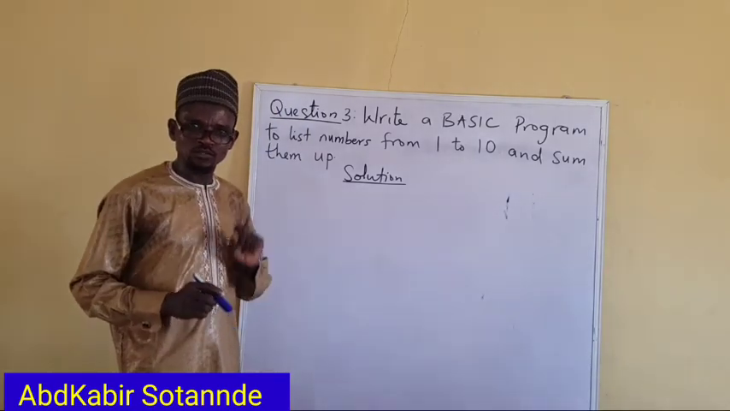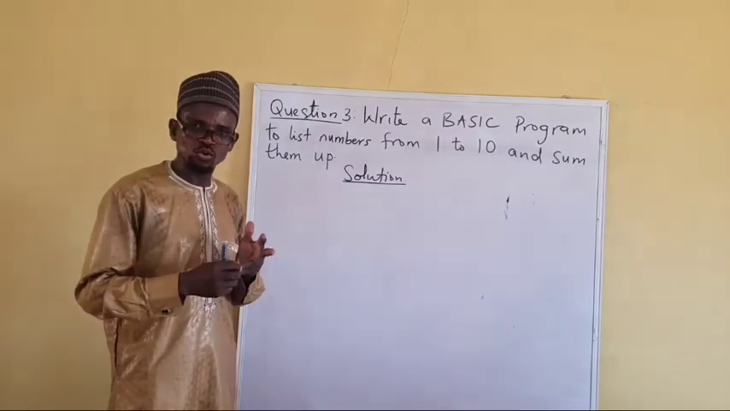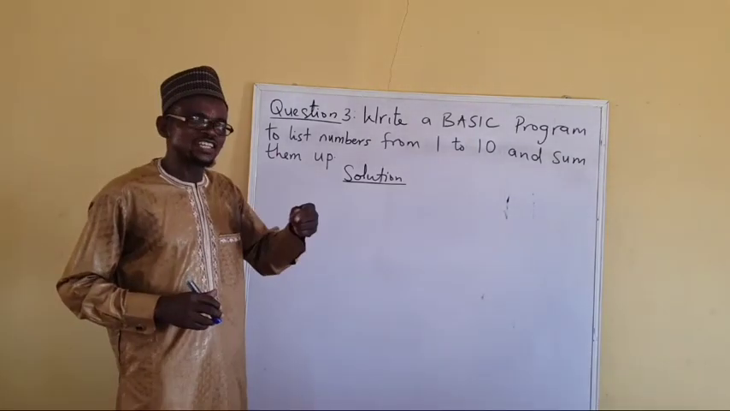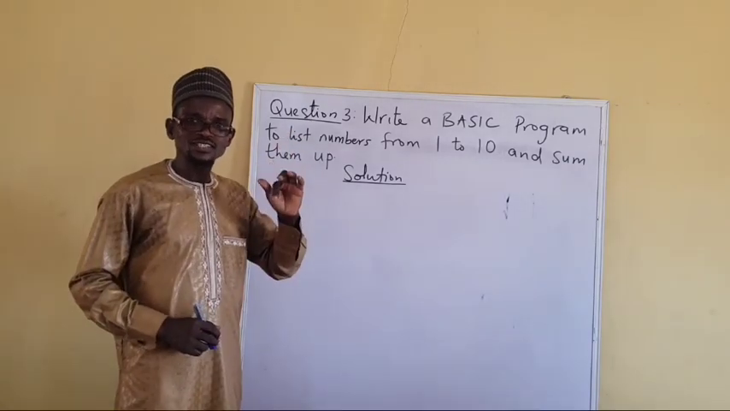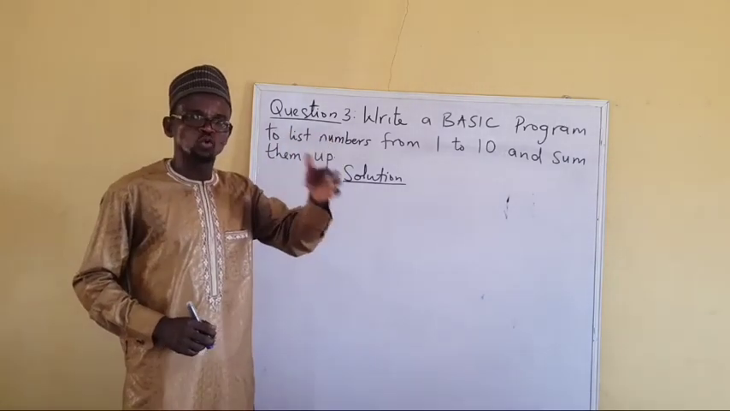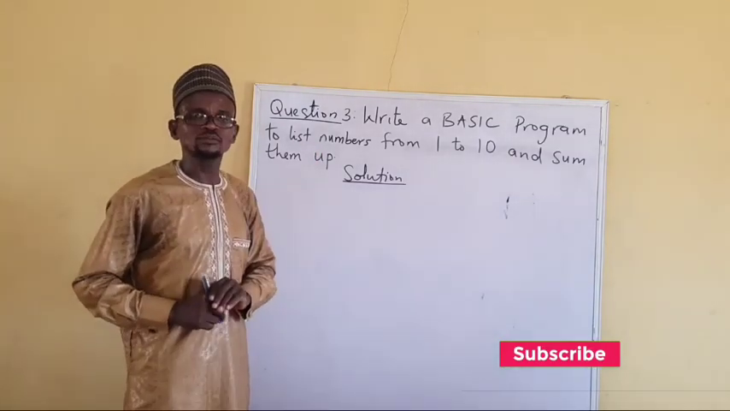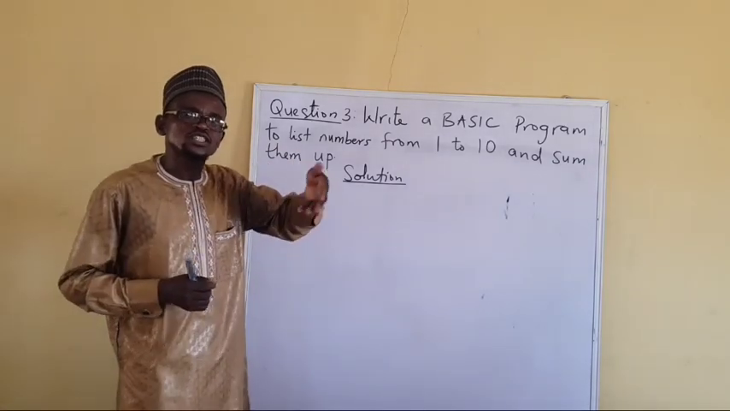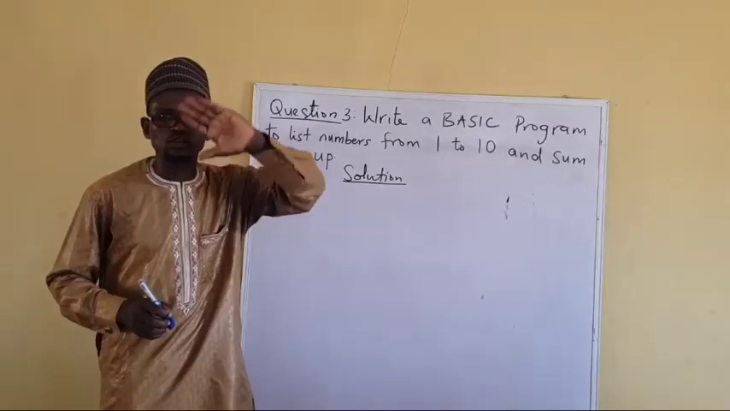We need a counter that will help us to count numbers 1, 2, 3 up to 10. Then we need a statement to print the value of the counter. That is, when the counter is 1, it should print it. When the counter is 2, it should print it. That's one. Another thing is, we need a variable that will sum the value of the counter. That is what we are going to do now.